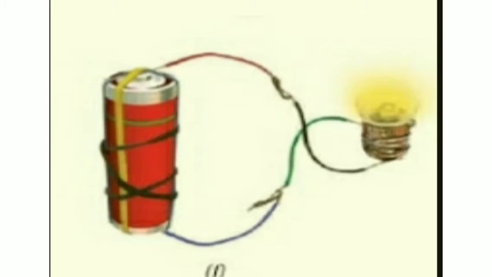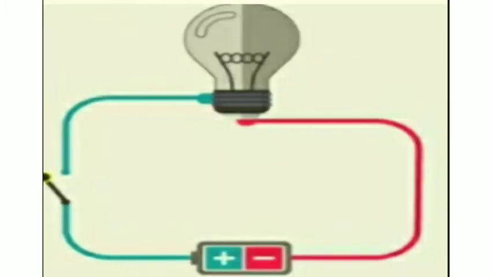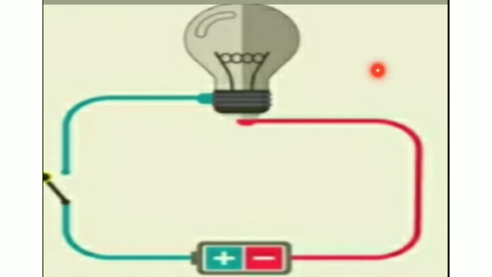As we have discussed, the electric circuit provides a complete path for electricity to pass between the two terminals of the electric cell. The bulb glows only when current flows through the circuit. Now look here in this picture. Is the bulb glowing? No. Here the bulb is not glowing.